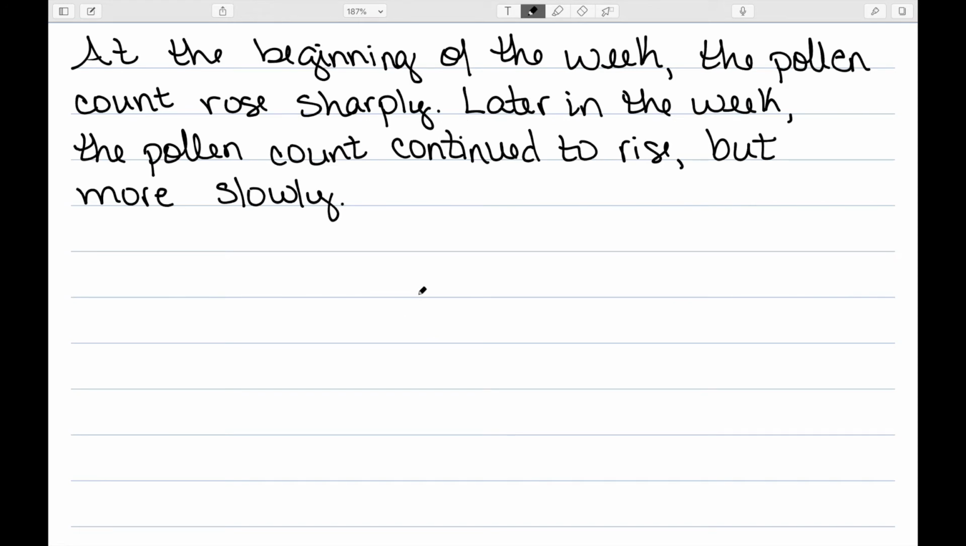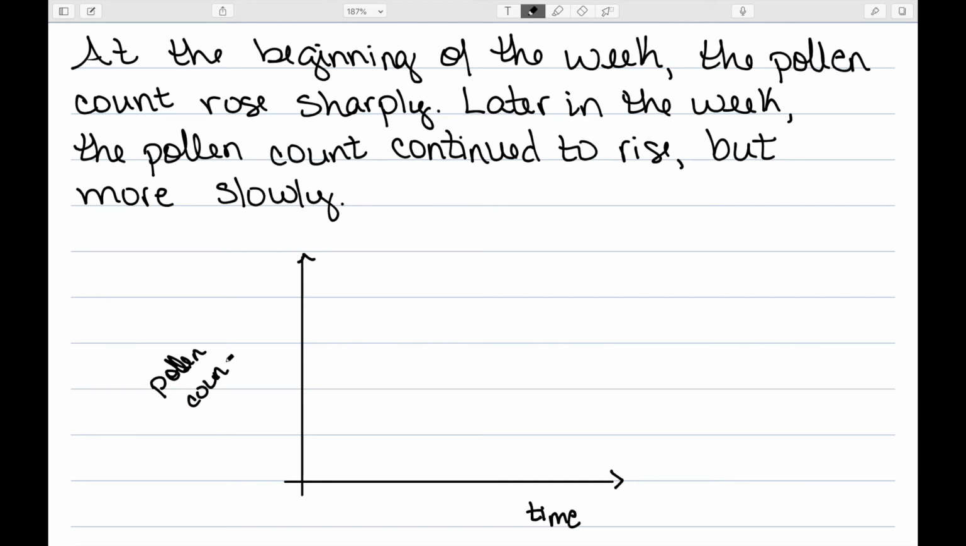Here I have a situation. At the beginning of the week, the pollen count rose sharply. Later in the week, the pollen count continued to rise, but more slowly. And I want to look at building a graph of this situation. For this particular function, I'm going to let time be my input, and my output will be the pollen count, how much pollen there actually is. So we know that it's rising, hence the word rose. In particular, it rose sharply. So that tells me that we need it to be very, very steep at the beginning of the week.